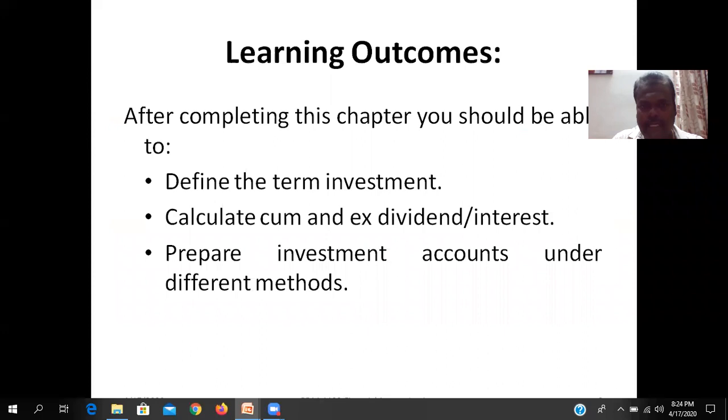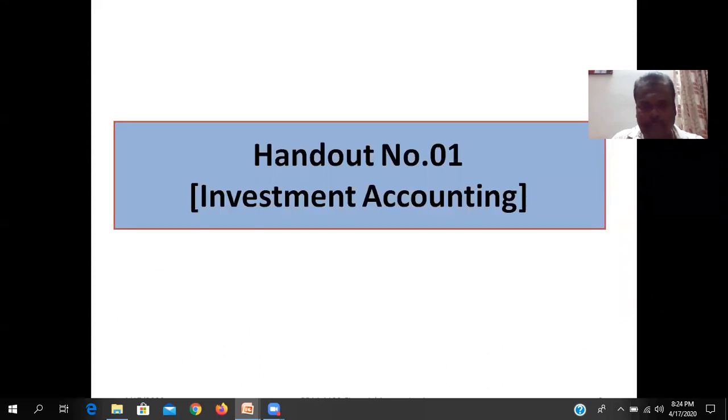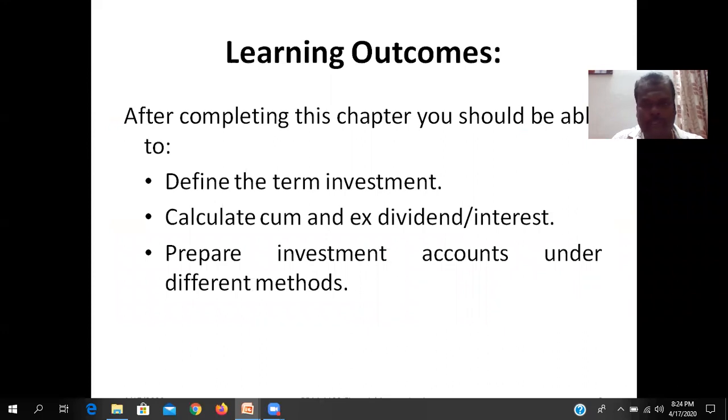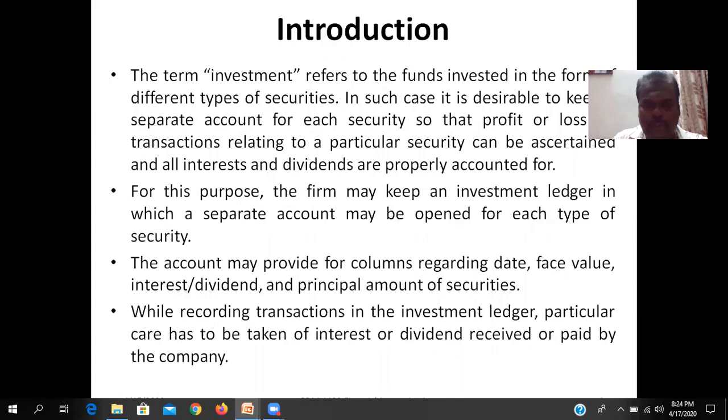Maybe we can start with the materials on the investment account. First of all, we have already uploaded these handouts to your LMS, but we are giving you the learning objectives. That means once you complete this course unit, what you should be able to do.